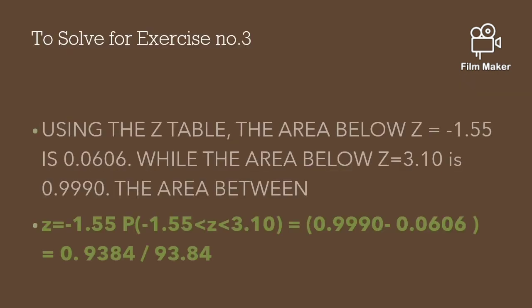So solve for exercise number 3. Using the z table, the area below negative 1.55 is 0.0606, while the area below z equal to 3.10 is 0.990. So we will subtract, 0.990 minus 0.060, and the answer is 93.9384 or 93.84%.